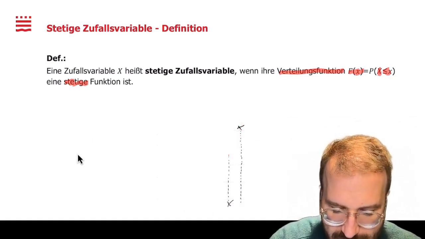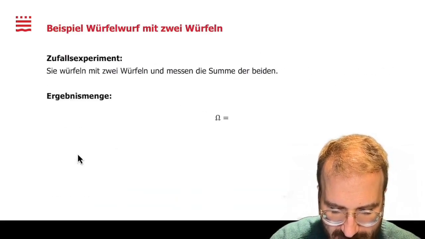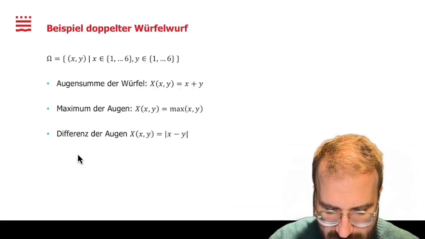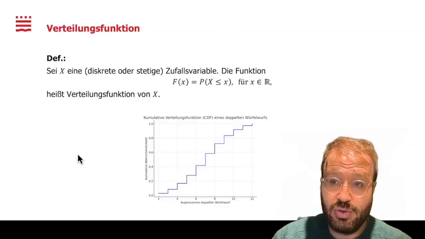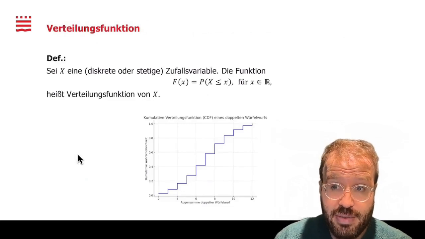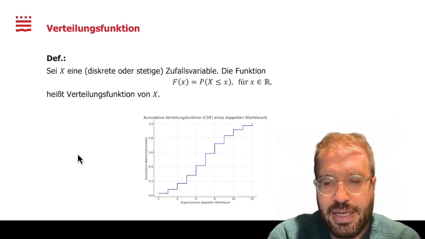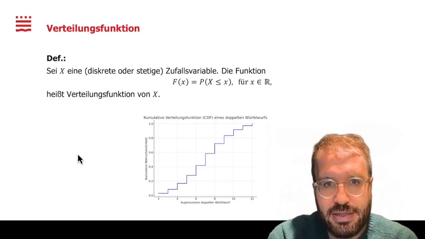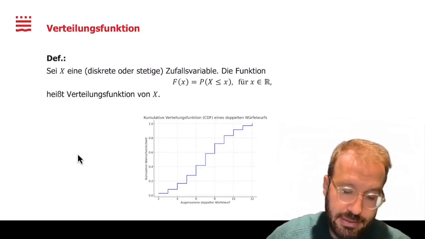Let's maybe go back for a moment. In this function, we see that if we take a very small step from 4, for example, here we have a double dice throw, and we move to the right, we then make a huge jump. That would be, so to speak, the opposite of a continuous distribution function, if we have jump points at finitely many places.